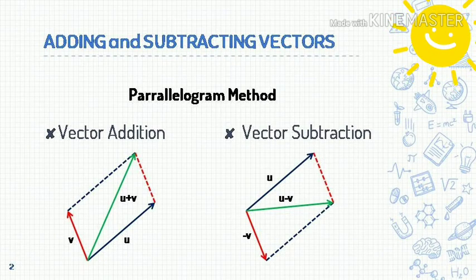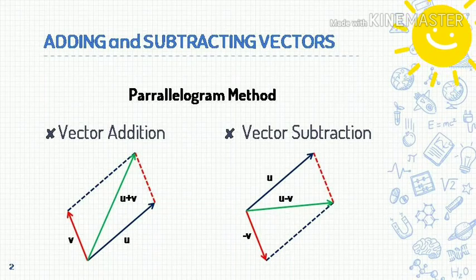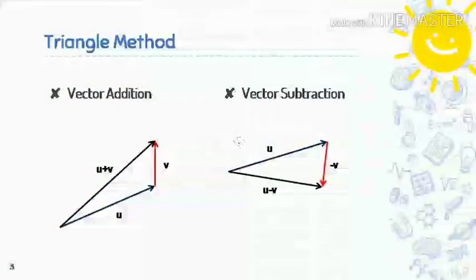The first method is the parallelogram method. Draw the vectors so that their initial points coincide. Then draw lines to form a complete parallelogram. The diagonal from the initial point to the opposite vertex of the parallelogram is the resultant.